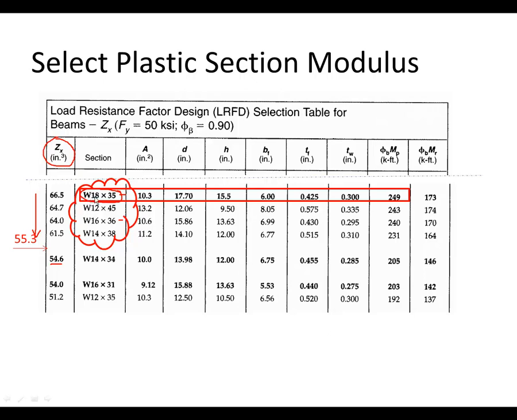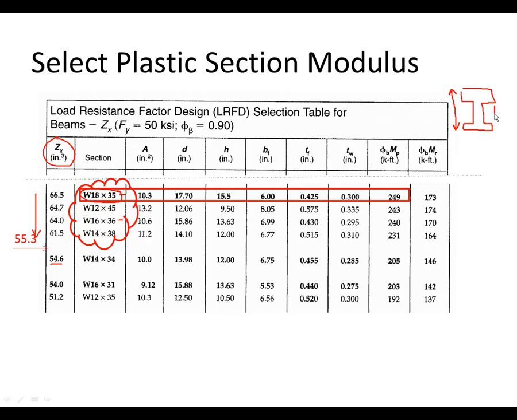Now, because I selected a W18 by 35, I've got all these other factors and parameters that come with that beam. They're simply the dimensions of the beam. Here's the area of the beam, 10.3 inches squared. The depth of the beam, meaning if my beam is over here, the depth of the beam would be the continual depth from top to bottom of the beam.